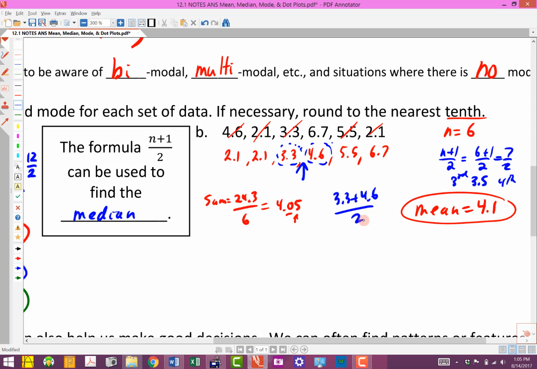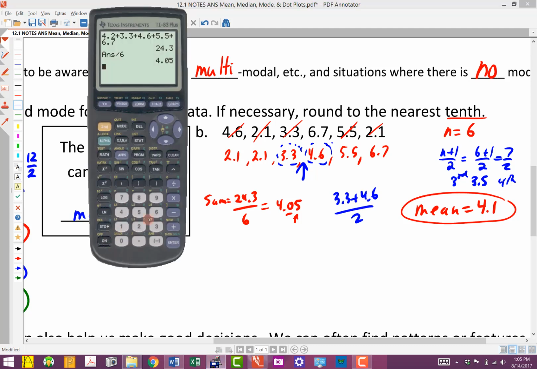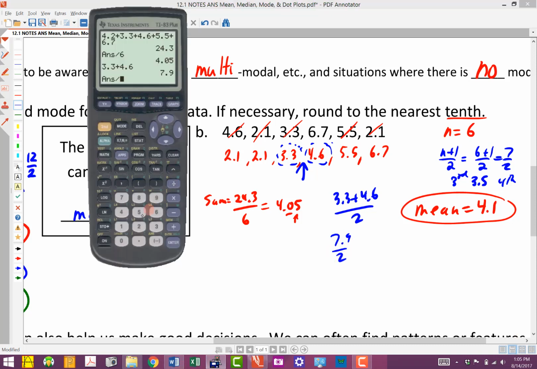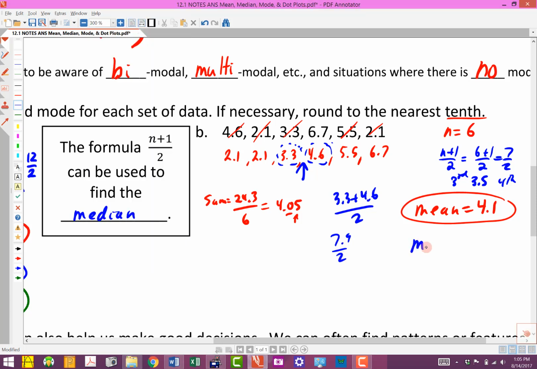Okay, so when we add those together, let's see, we end up with, go ahead and throw that in the calculator, 3.3 plus 4.6. So we get 7.9, and then we're going to divide by 2. So let's see how this turns out. Divide by 2, and we end up with 3.95. Okay, so 3.95. So that is the median.